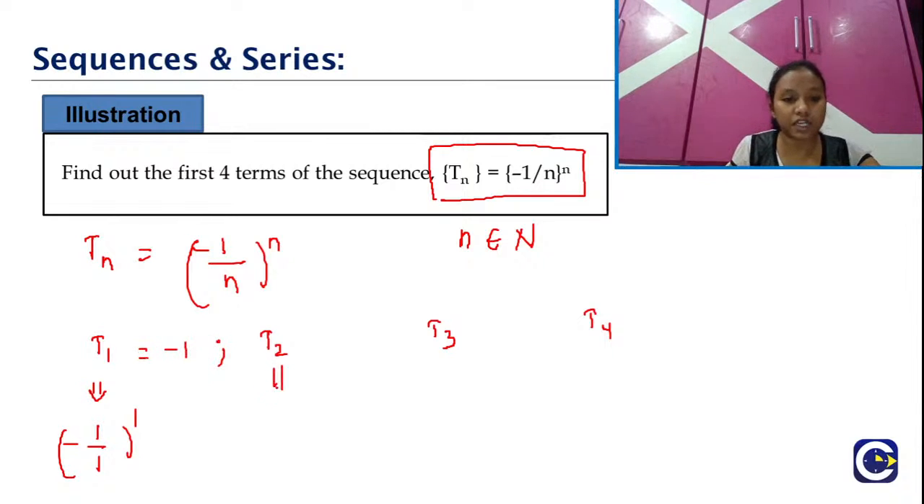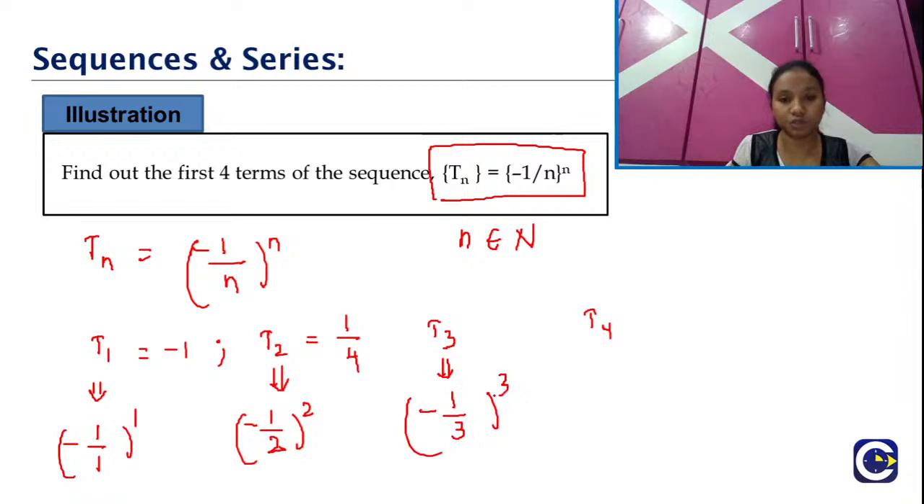Right. So let's find out the second term here, that is T2. T2 will be equal to (minus 1 by 2) whole square. That means the negative will be eliminated, T2 will be equal to 1 by 4. So let's go to the next one, that is (minus 1 by 3) whole cube, that is equal to minus 1 by 27.